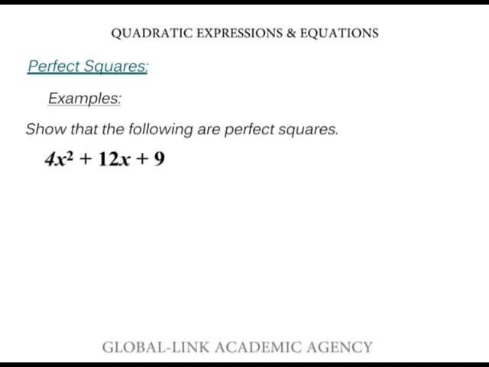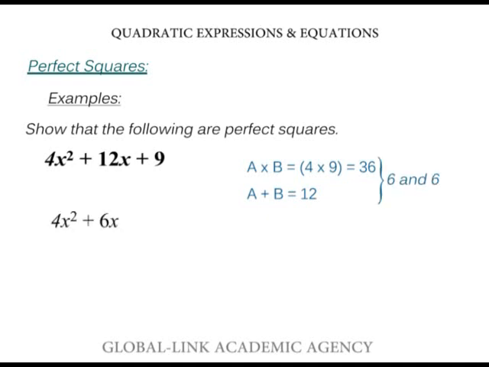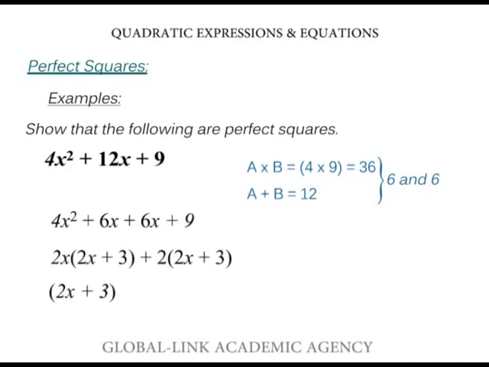For example, show that the following are perfect squares. Number 1, 4x squared minus 12x plus 9. A times b is 36, a plus b should be minus 12, and our numbers are minus 6 and minus 6. We substitute: 4x squared minus 6x minus 6x plus 9. Factorized, we have (2x minus 3) times (2x minus 3), and this can be replaced by (2x minus 3) squared, and therefore the expression 4x squared minus 12x plus 9 is a perfect square.